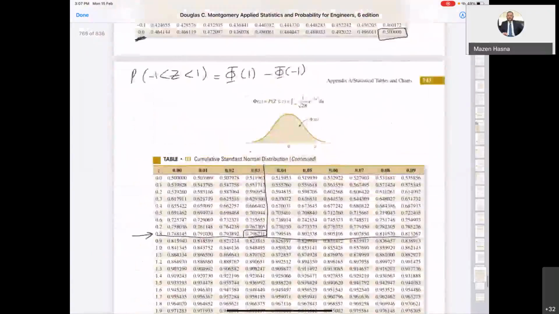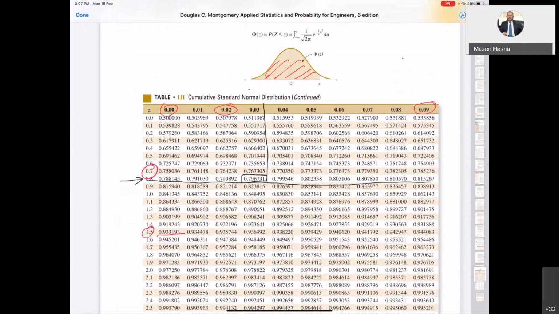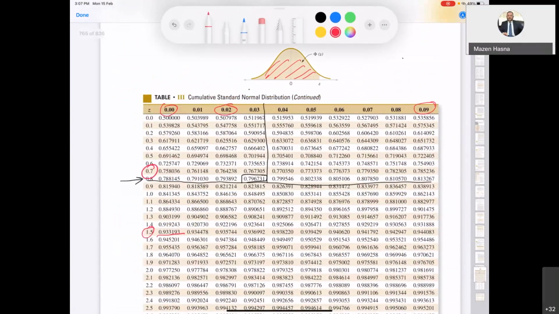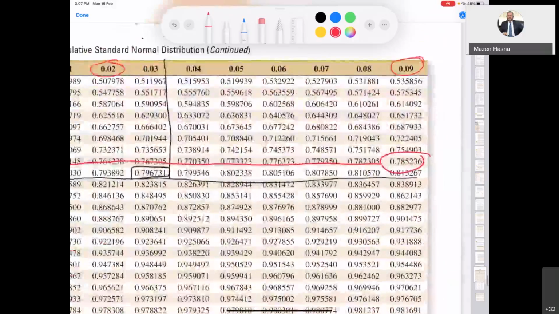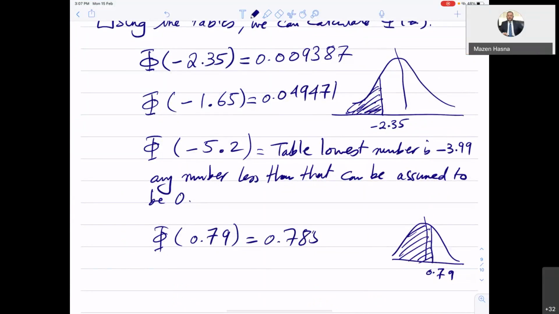The following page gives the positive numbers. So 0.79. So this is my 0.7, and I'll go all the way to 9. Then my probability is 0.785236.